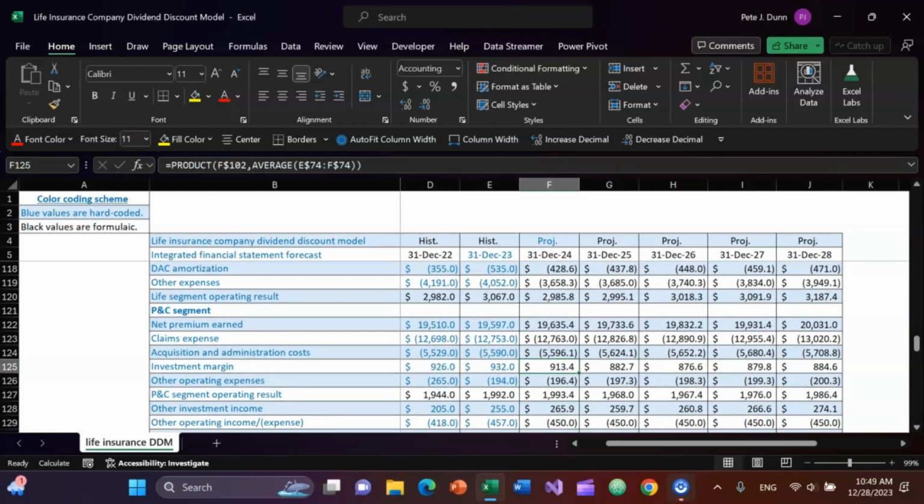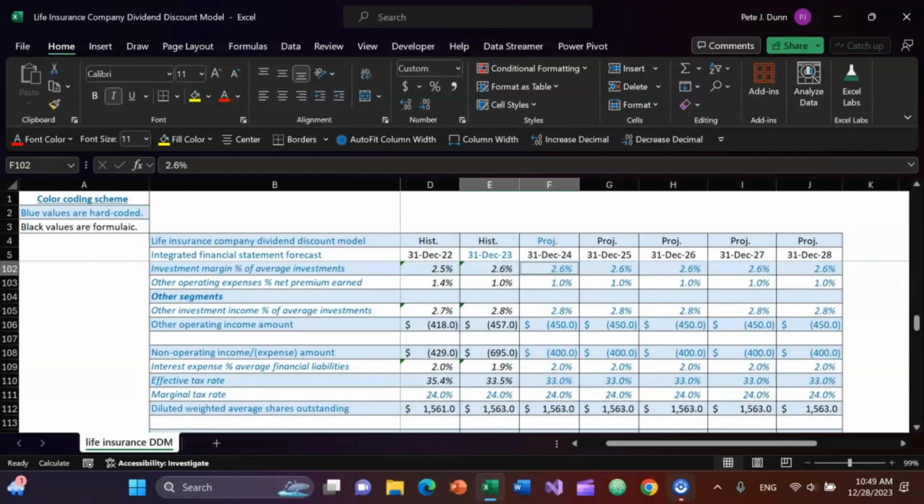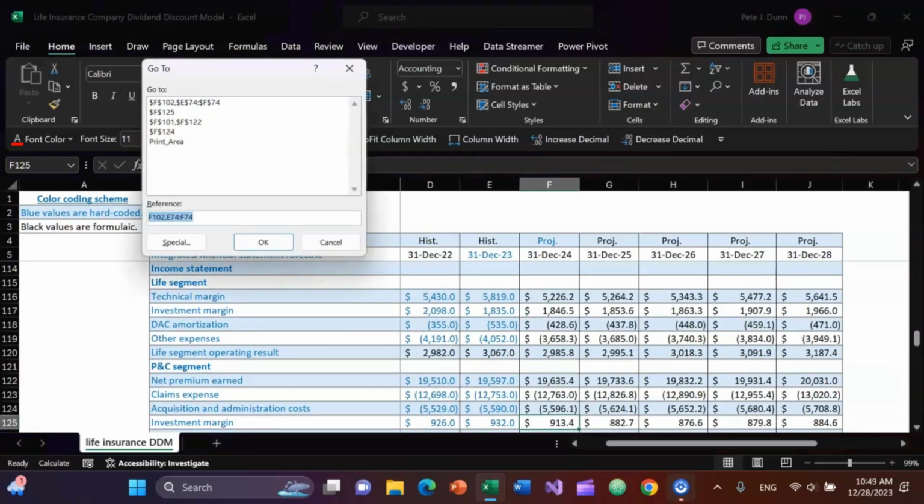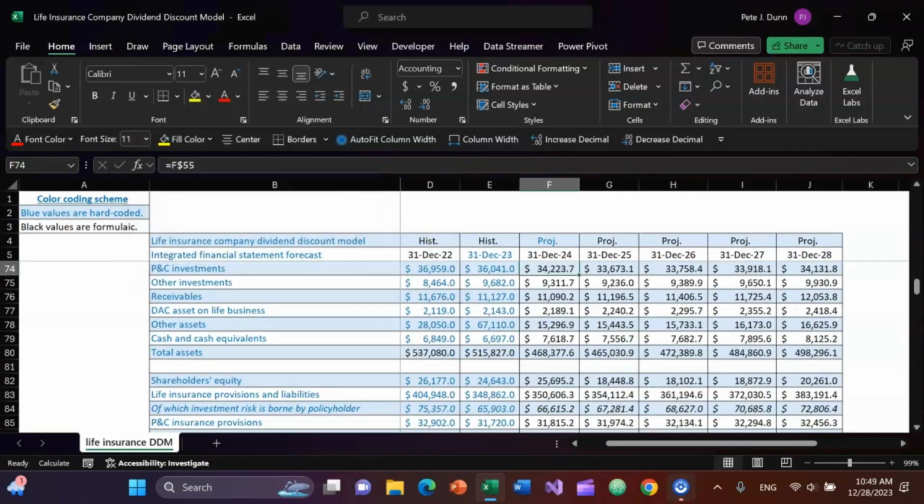Investment margin is based on the product of row 102 times the average of row 70, row 74. So control left bracket. You can see that assumption was investment margin as a percentage of the average investments. And I will do F5 to get to row 74. You can see that was based on the average of E as in Echo and F as in Foxtrot, the property and casualty investments.